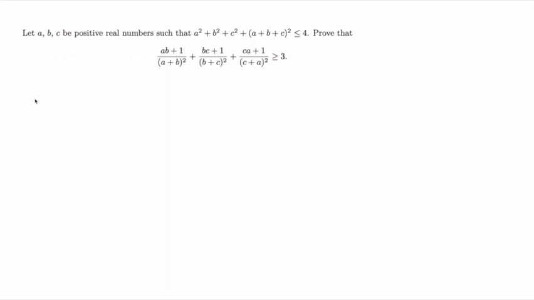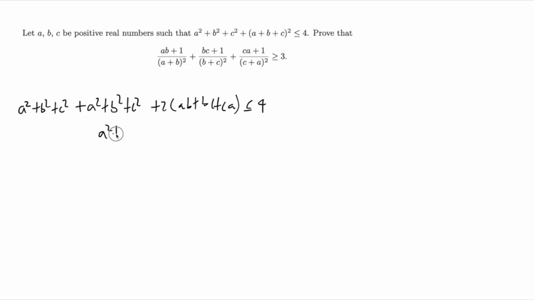First, what they did is they expanded the inequality that we see right here. So we have a squared plus b squared plus c squared, and the same thing one more time, plus 2 times ab plus bc plus ca is less than or equal to 4. And that means a squared plus b squared plus c squared plus this is less than or equal to 2.